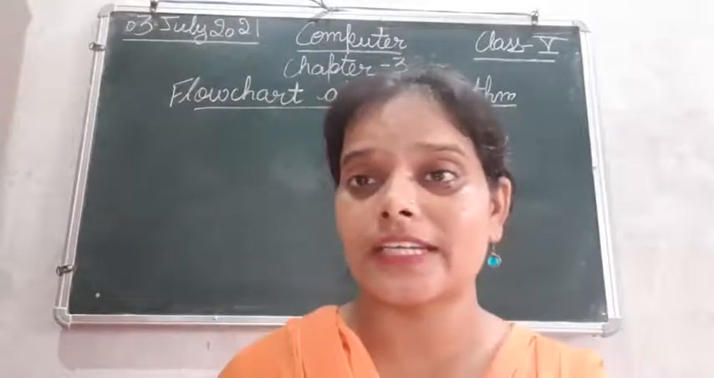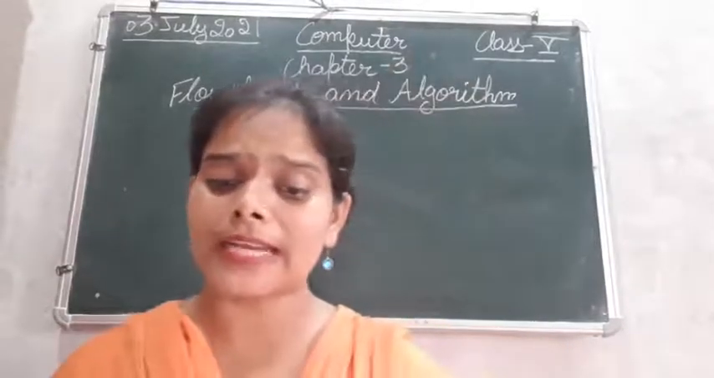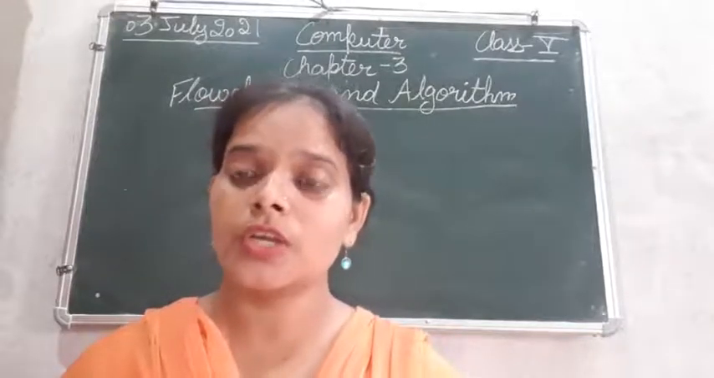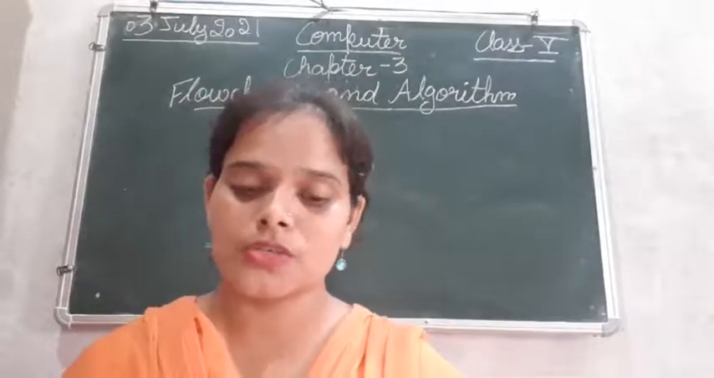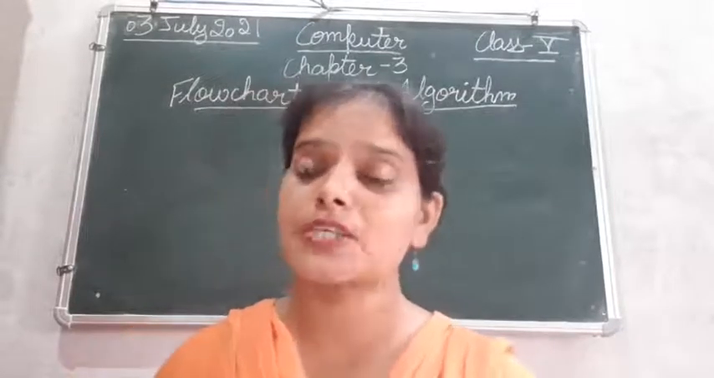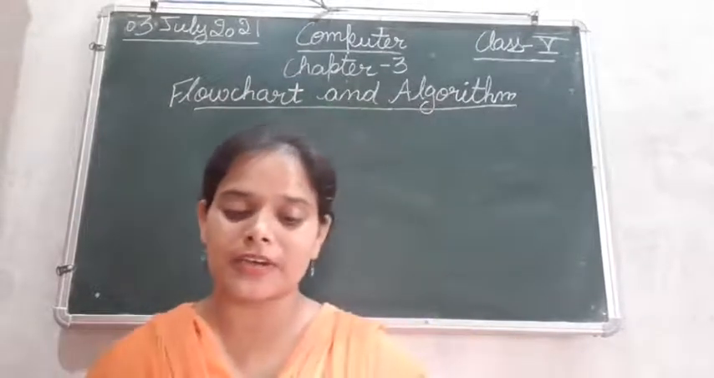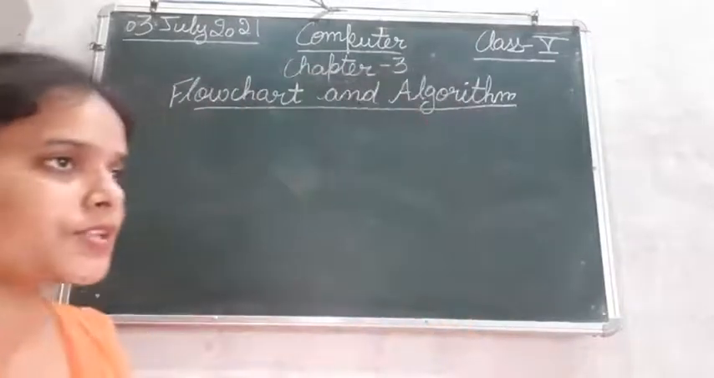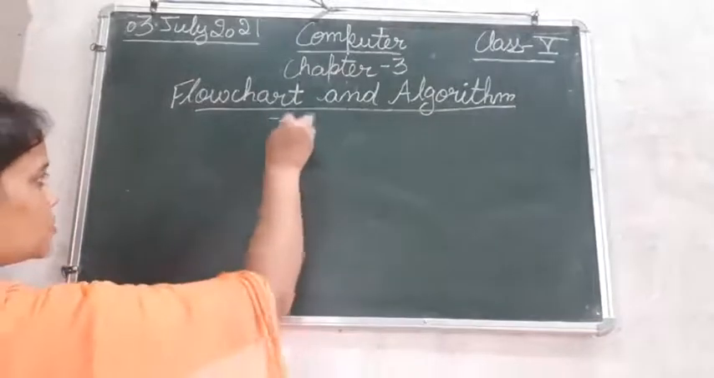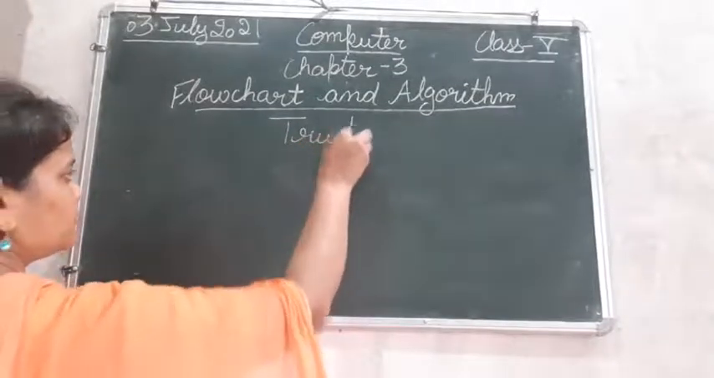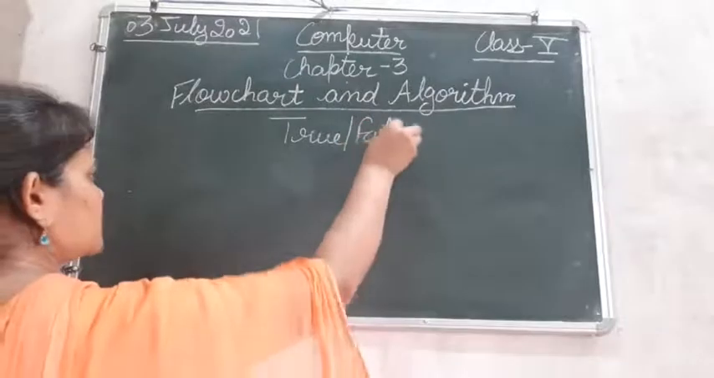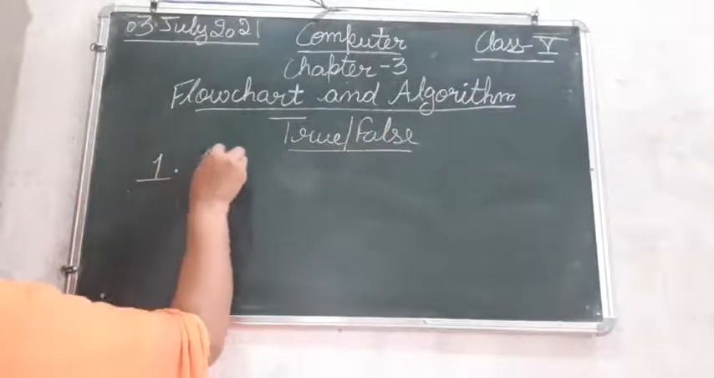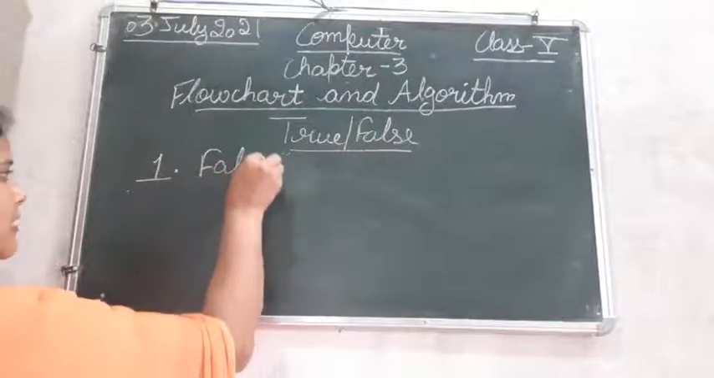But here the first statement that is given is, an algorithm is a graphical representation of a flowchart. So is it true? No, this is not true. This is false. So the answer for A1 is false, and for false you are going to write F.